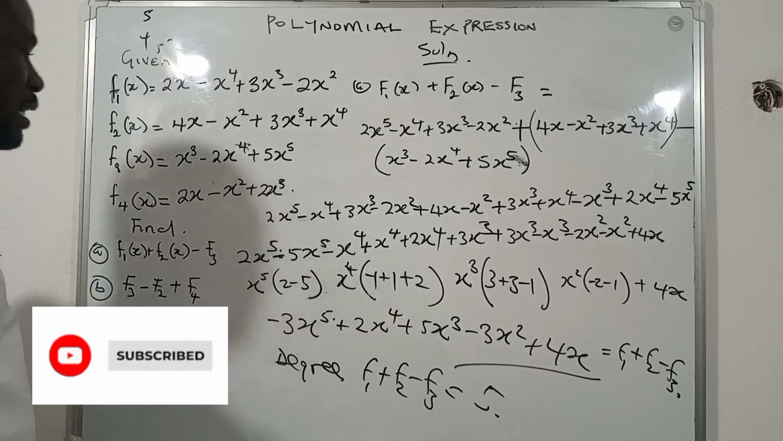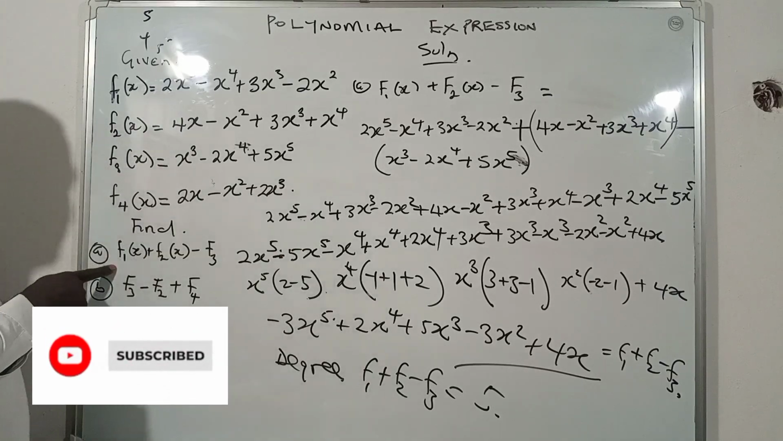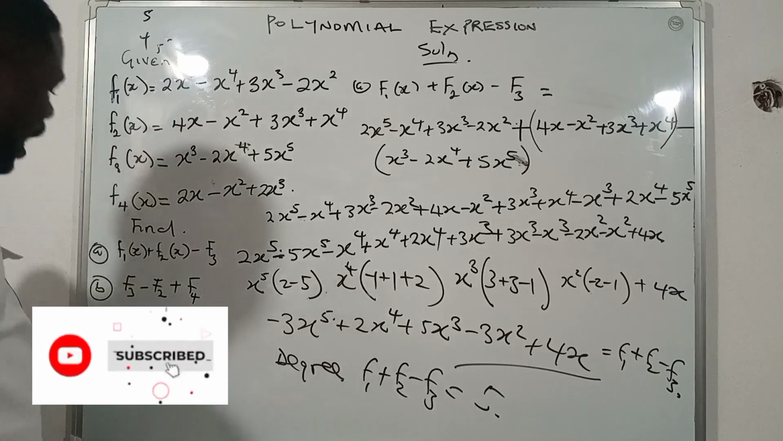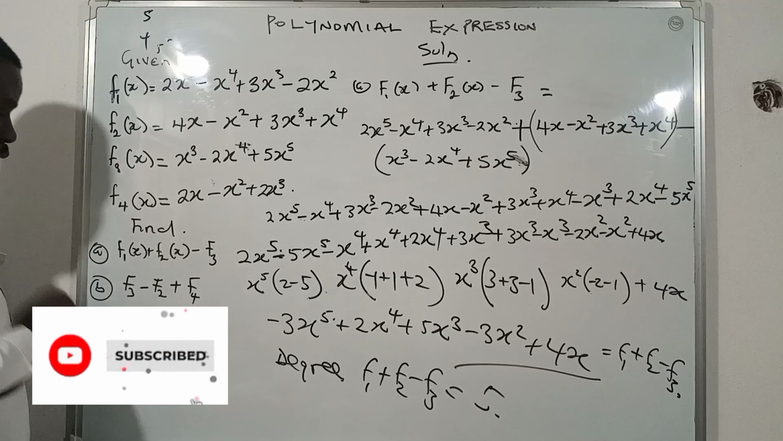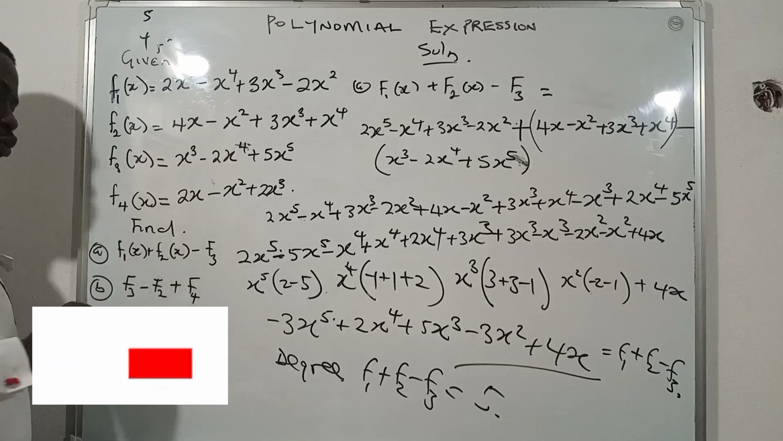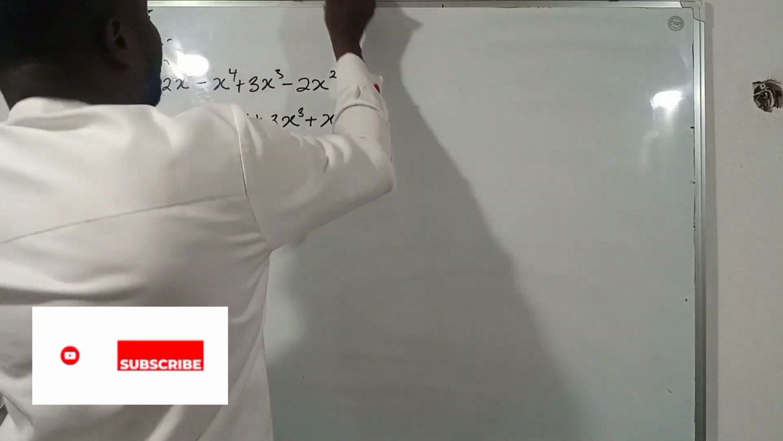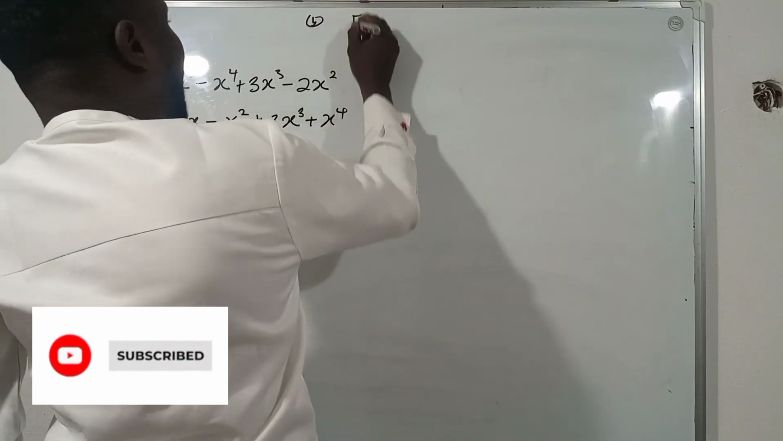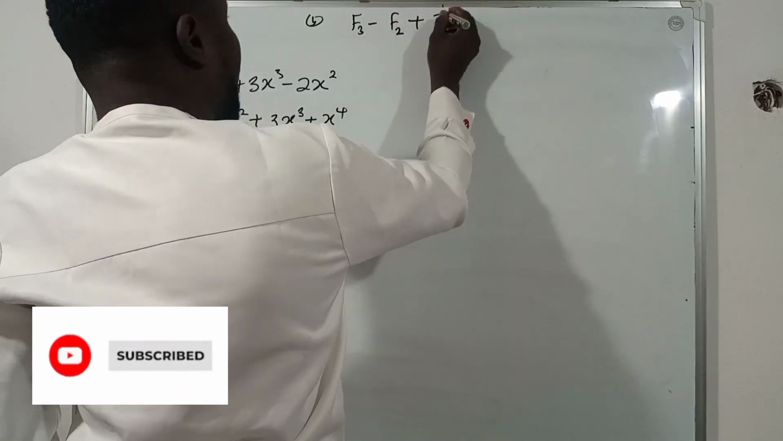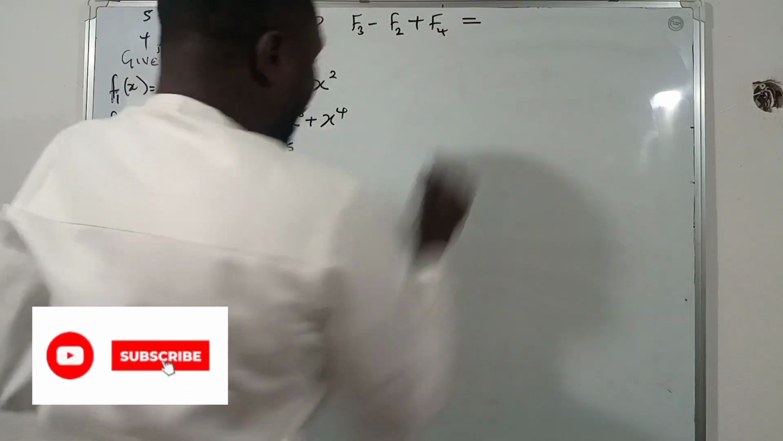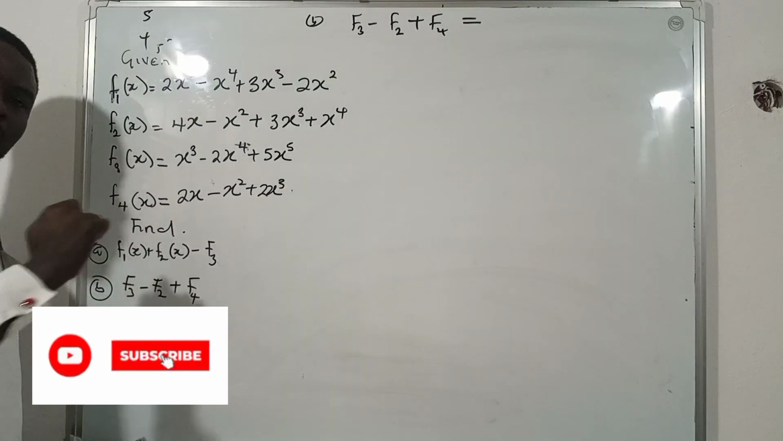So we have provided answers to that question. That's how to go about the first question, f1 plus f2 minus f3. So let's quickly take care of the second question, which is f3 minus f2 plus f4. Now for the second, B, we're told to find f3 minus f2 plus f4. Again, I told you whenever you see this, that this is simply a formula.